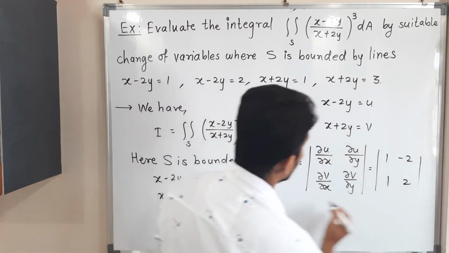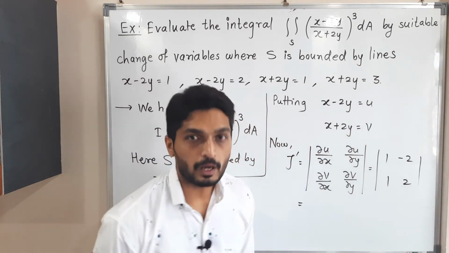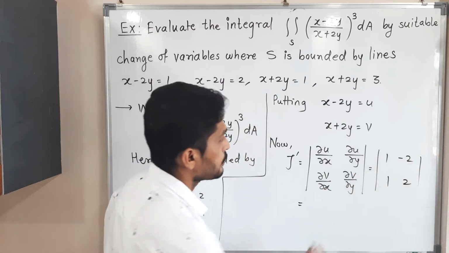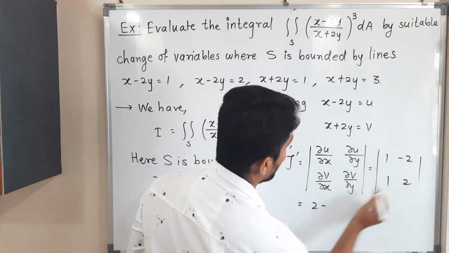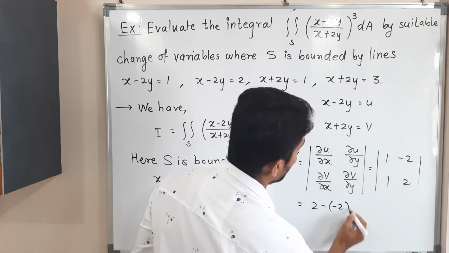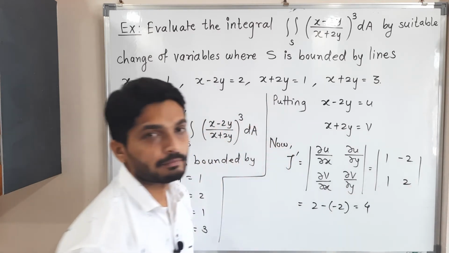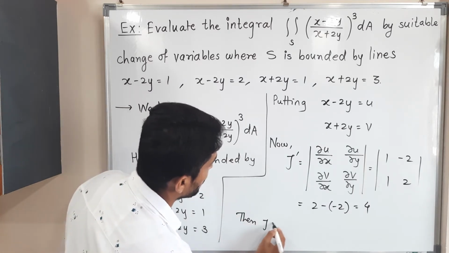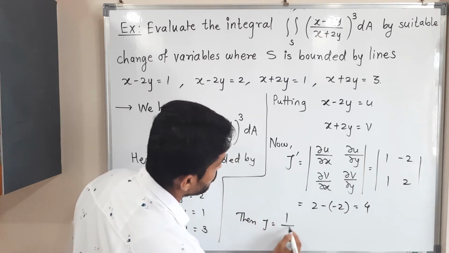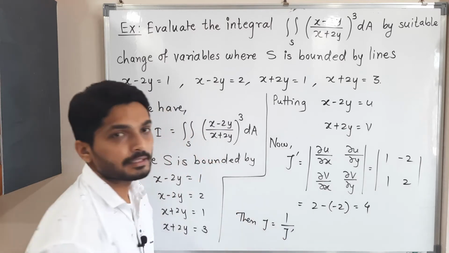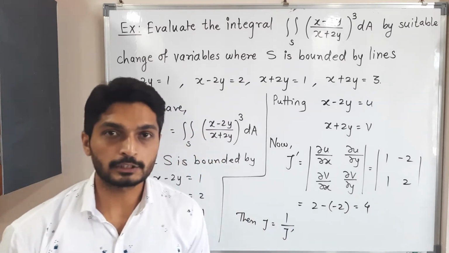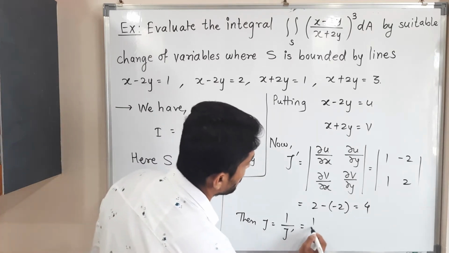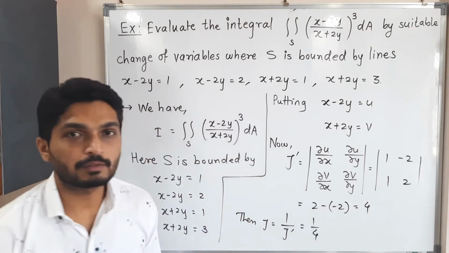You know how to solve a determinant: product of this 2 minus product of this 2. So 1 into 2 minus 1 into minus 2, that is 2 minus minus 2, minus minus plus, and we will have 4. Actually we are interested in the Jacobian, but we have calculated Z dash. So the Jacobian Z is nothing but the reciprocal of Z dash. We have already got Z dash equal to 4, so this is equal to 1 by 4. So Z we have got.